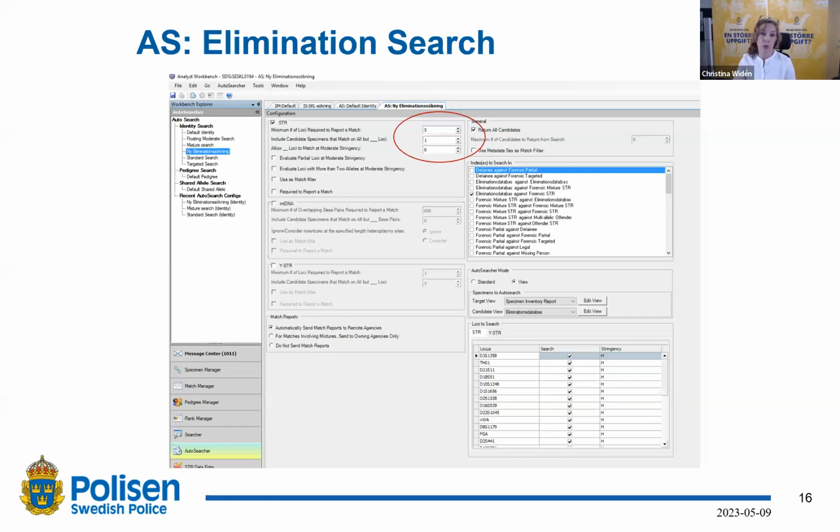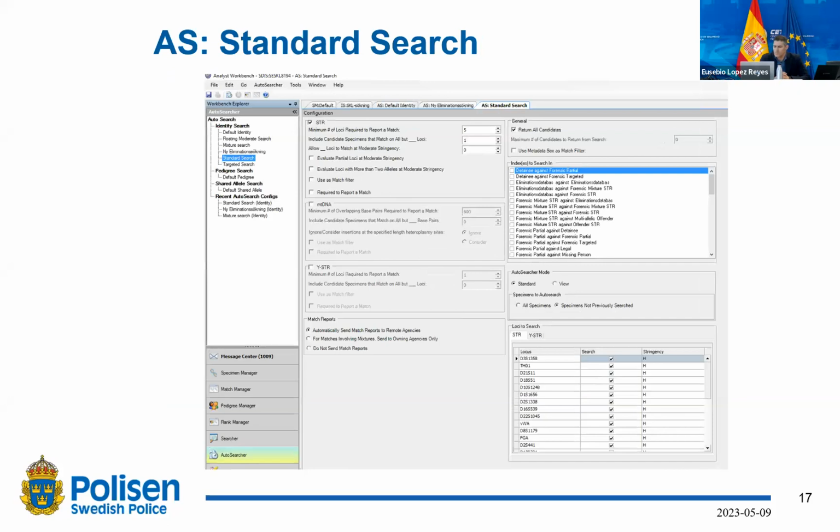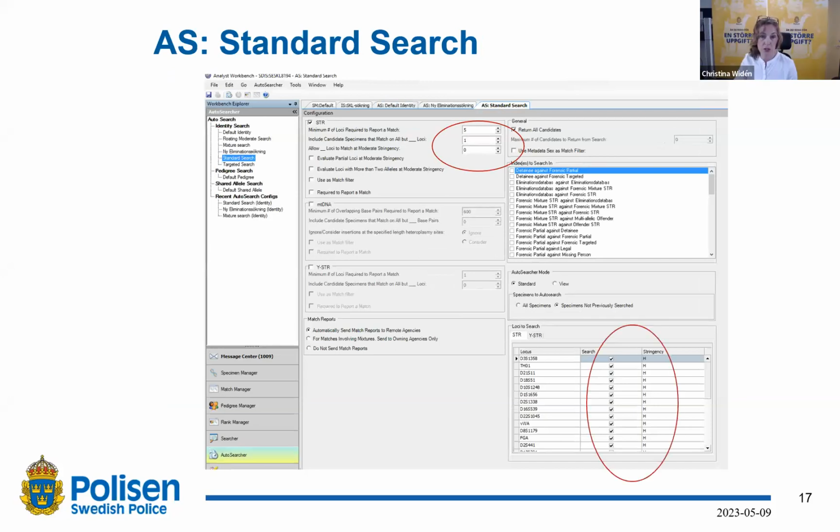But when we have a match, we always go back to the electropherogram and use the whole information about the stain later on. But to search it in CODIS, we only need 5. And we always search at high stringency when we do the elimination search, and we do the standard search. We search the stains and the reference samples against each other, and we have 5 + 1. We need 5 loci, and we also can have 1 mismatch, and we search at high stringency.